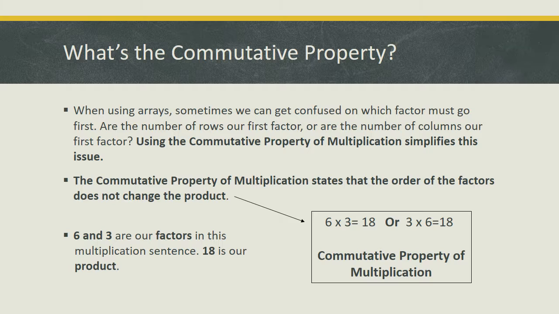Okay. Now, still keeping in mind our problem with Dana, it didn't matter if we multiplied 3 rows times 6 columns, or if we multiplied 6 rows times 3 columns. We still arrived at 18 as our product. See, 6 times 3 equals 18. 3 times 6 equals 18. All right, and that is known as the commutative property of multiplication. And the commutative property of multiplication states that the order of the factors does not change the product. So it doesn't matter which factor you multiply by first, you will still come out with the same product.